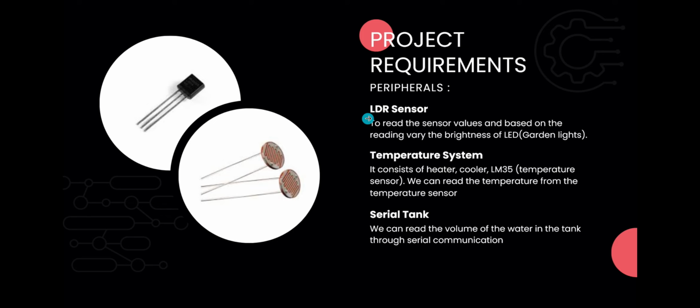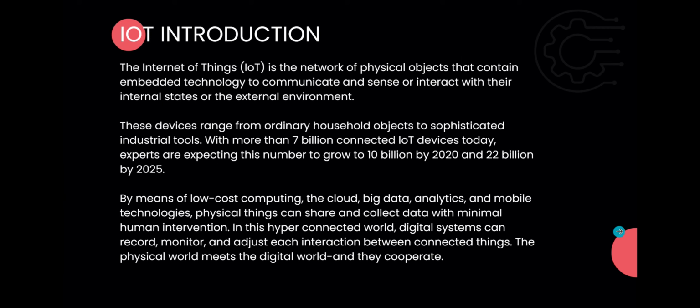Some peripherals are LDR sensors, which are used to sense light. They are the sensors which are used to read the brightness of light. And the temperature system, it consists of a heater, cooler, and LM35. We can read the temperature from the temperature sensor. Okay, so serial tank, we can read the volume of the water tank through serial communication.